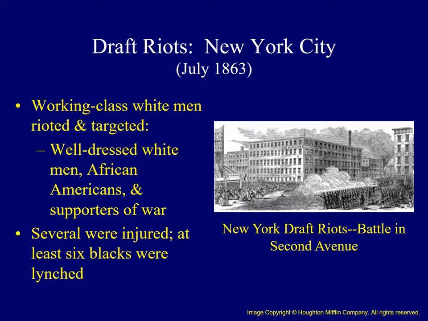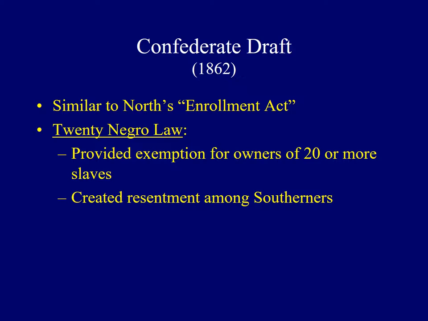The Confederacy also implemented a draft in 1862. It was similar to the Union's, but also included a 20 Negro law provision. This allowed any planter who owned at least 20 slaves to be exempt from the draft. By 1863, those exempted by this provision were required to pay $500, but there was still a great deal of resentment, particularly on the part of poor whites living in the South.